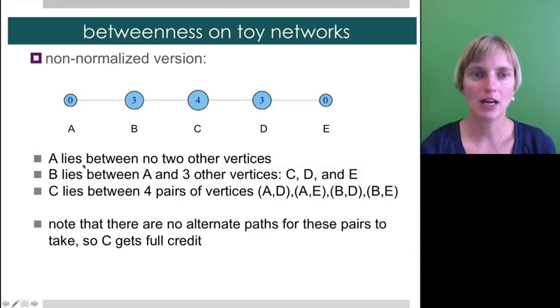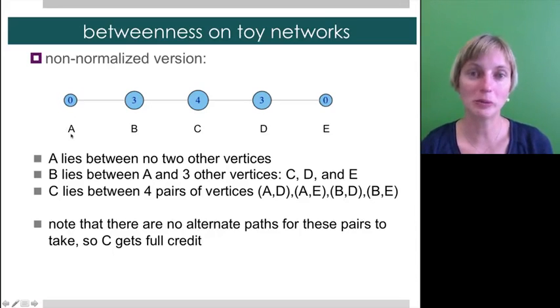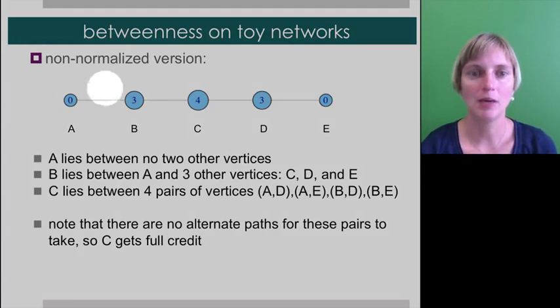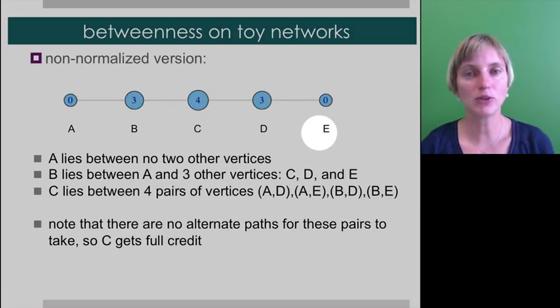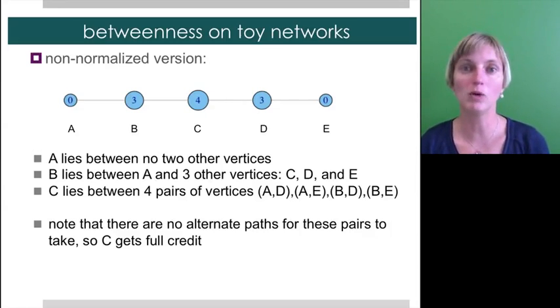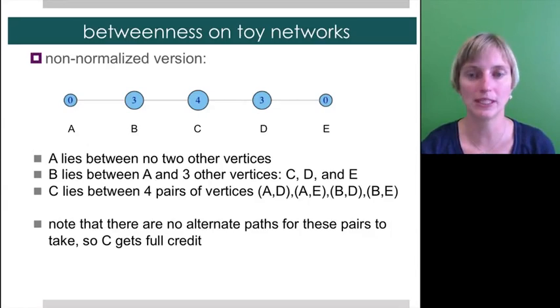And here, naturally, A has 0 betweenness because it's not on the path between any other nodes. B has betweenness 3 because A relies on it to reach every one of the 3 other nodes. C has betweenness 4 because it is on the path between A and D, and B and E. Note that in this case, C gets full credit because there are no alternate paths, for example, between B and D. The only way they can reach each other is through C.